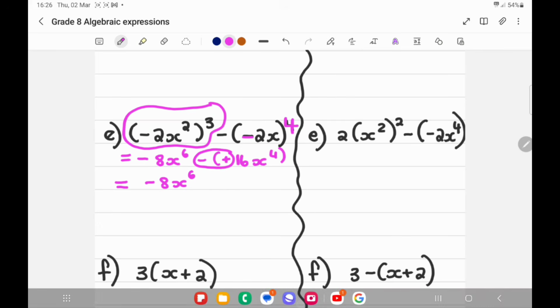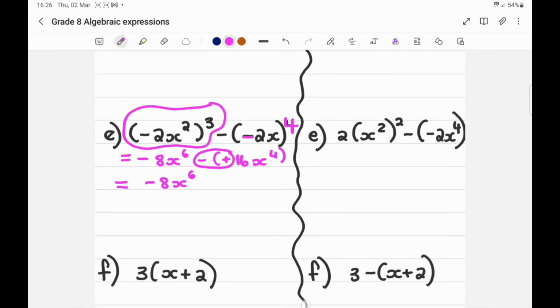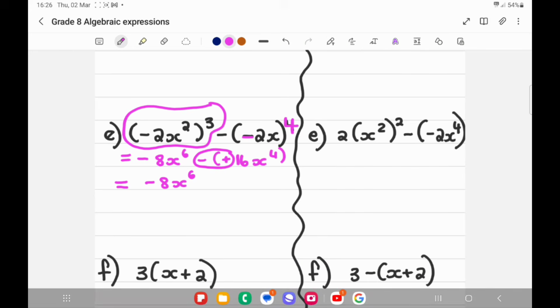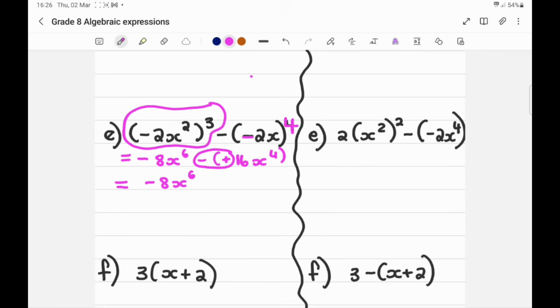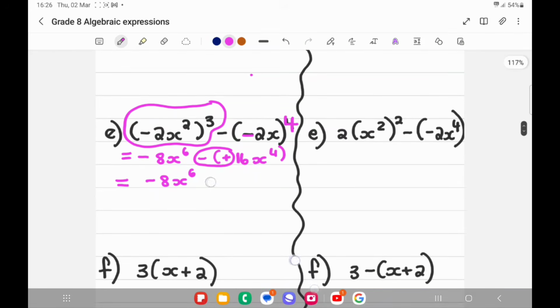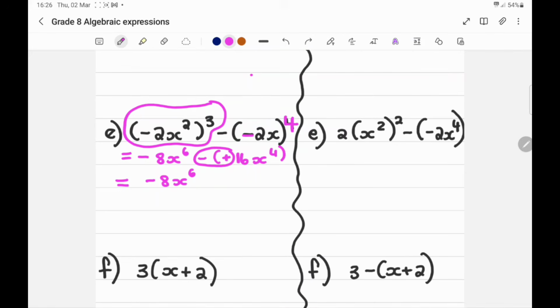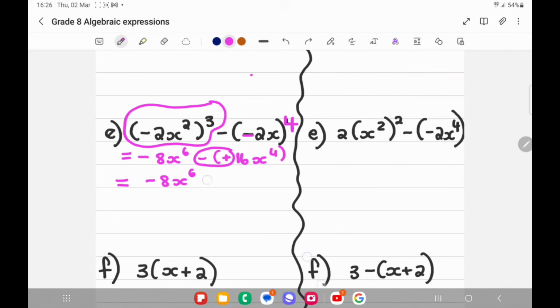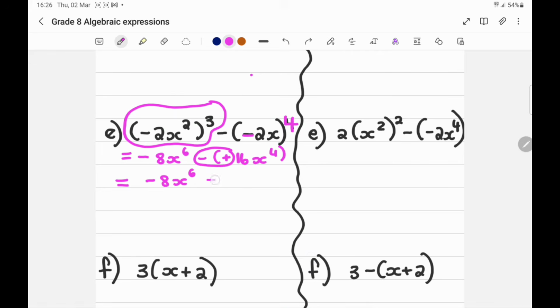minus, minus 16x to the power 4. Now, minus 8x to the power 6 minus 16x to the power 4.